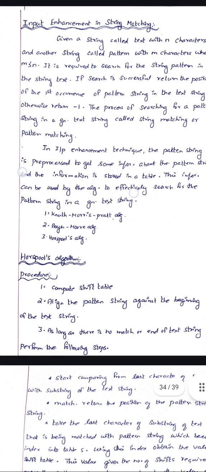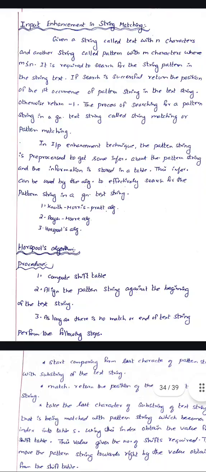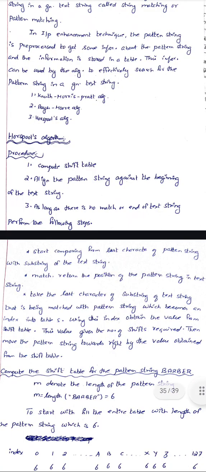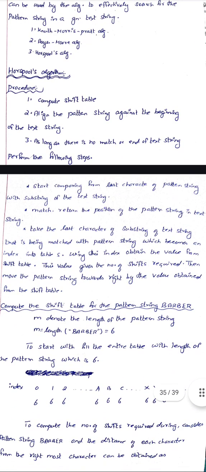Then for input enhancement in string matching, given a string called text with n characters and another string called pattern with m characters, where m is less than or equal to n, it is required to search for the string pattern in the string text. For this, in the input enhancement technique, we have the Knuth-Morris-Pratt algorithm, the Boyer-Moore algorithm, and Horspool's algorithm. Horspool's algorithm, in which we use the shift table for comparing the elements.